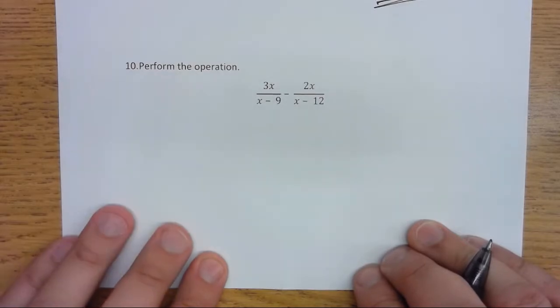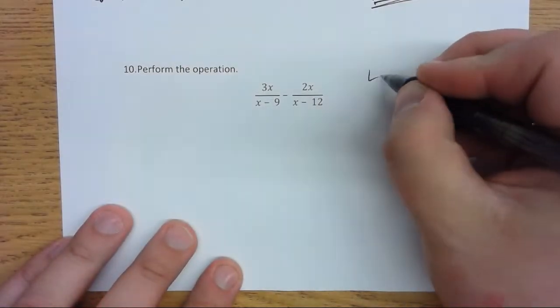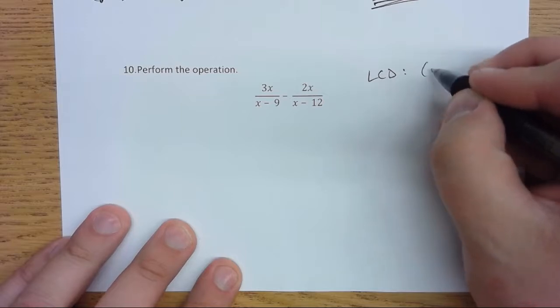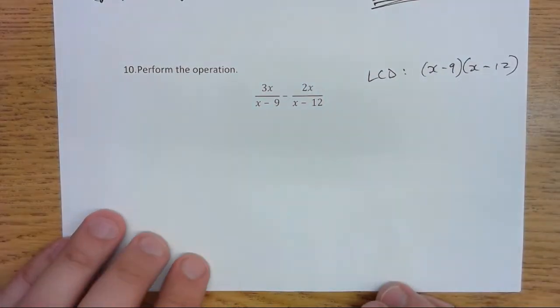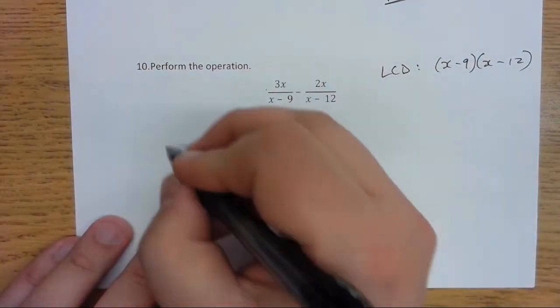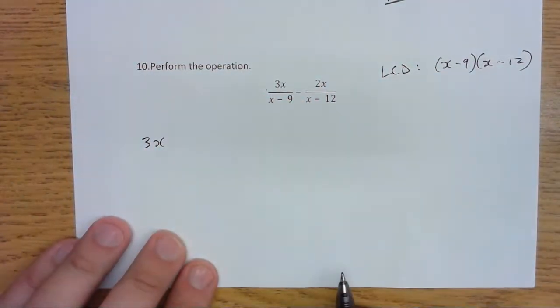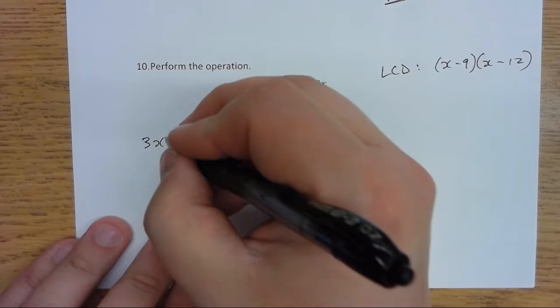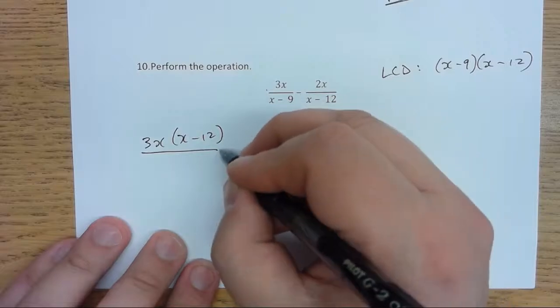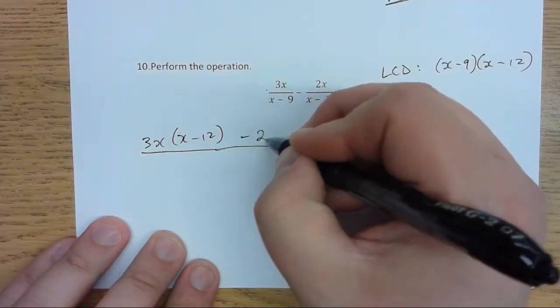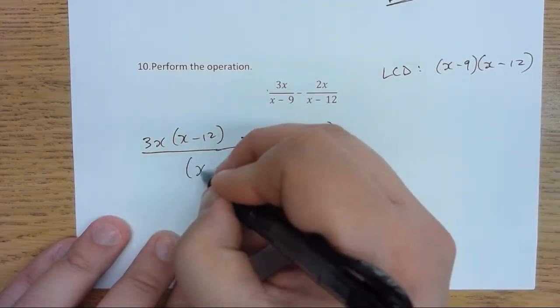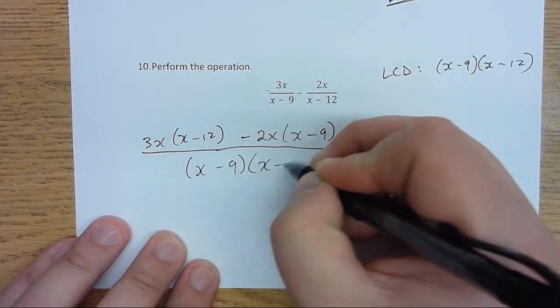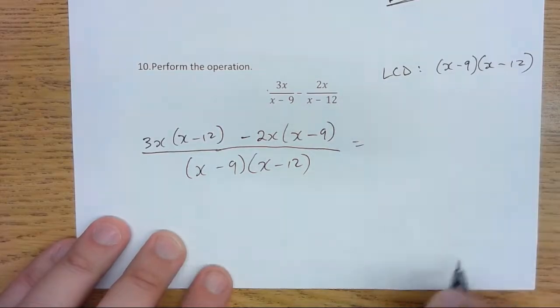Well, I can only do this operation if I have a common denominator, and the lowest common denominator here will be x minus 9 times x minus 12. So I have to multiply this fraction by the part of the denominator that's missing, which is the x minus 12. And the other fraction by the part that it's missing, which is the x minus 9, and that puts it over an entire common denominator of x minus 9 times x minus 12. Okay, let's see if this simplifies any.